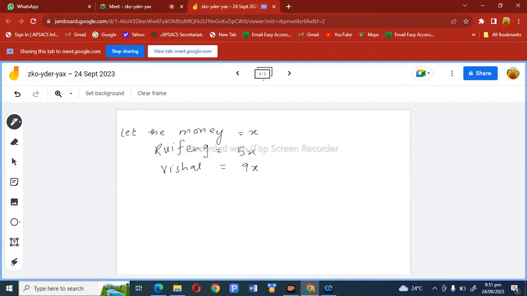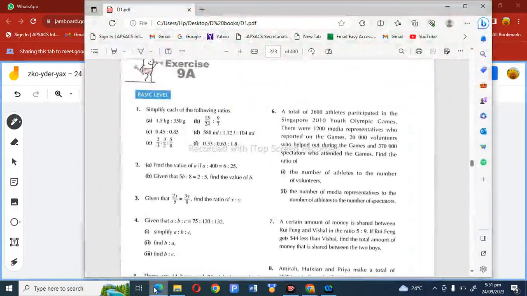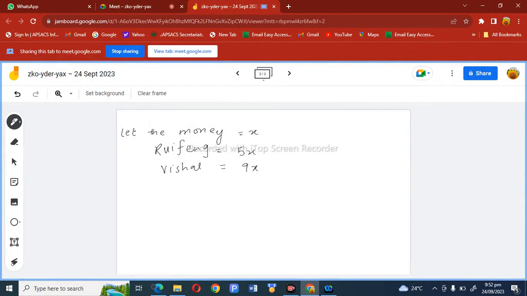They are saying in question 7, if Rui Fang gets $44 less than Vishal. What is the ratio of Rui Fang? It's 5. It gets 44 less than Vishal, so Vishal's ratio is 9x. So how can you write down? You can write it as 9x minus 5x. And they are saying $44 less, now if Rui Fang is getting $44 less than Vishal, so you can write this as 9x minus 5x is equal to $44.